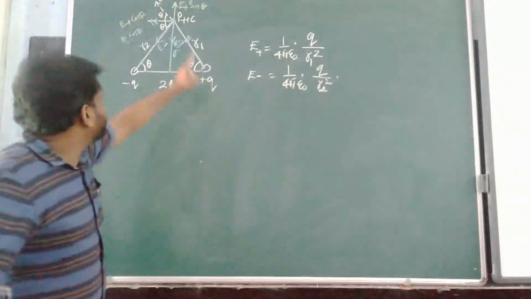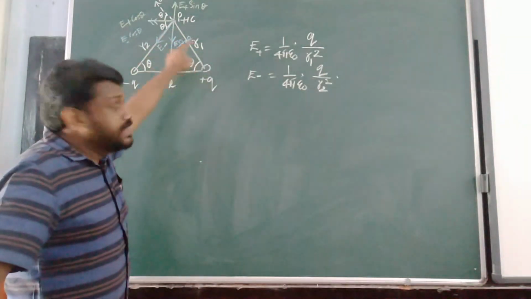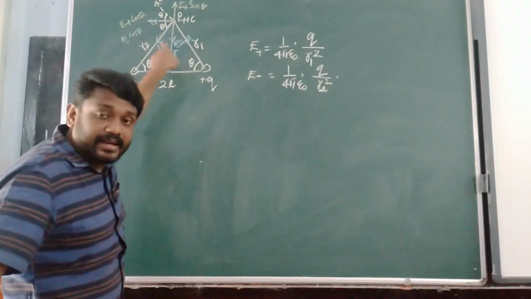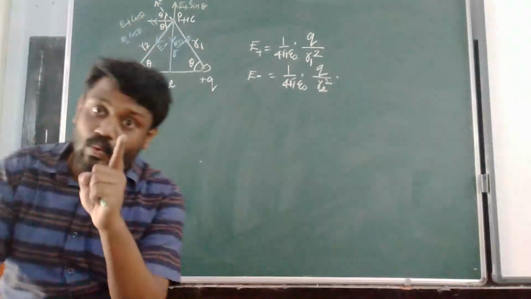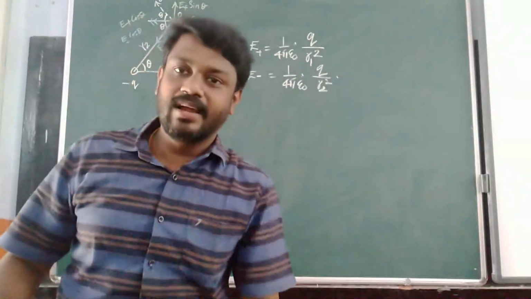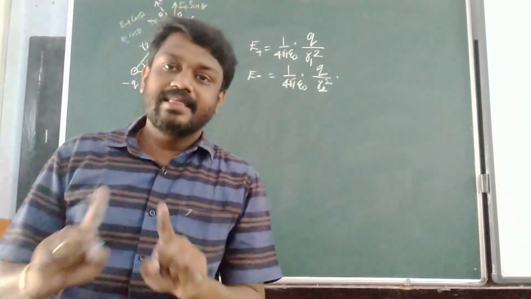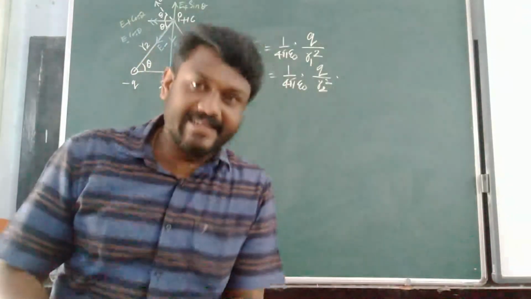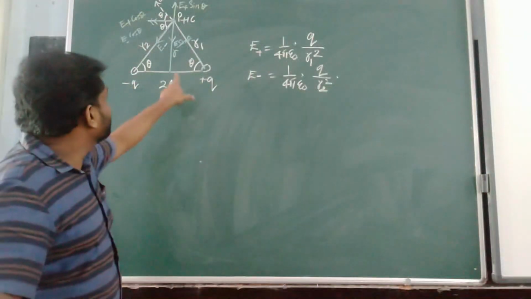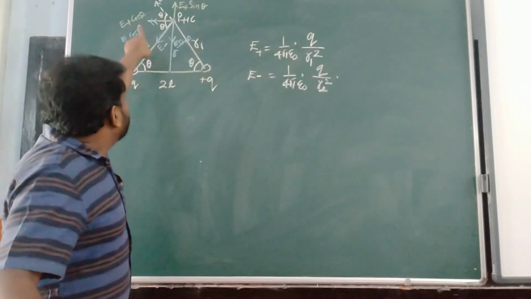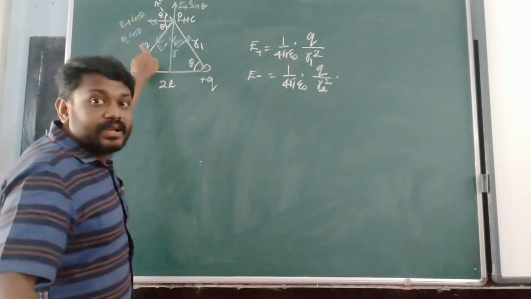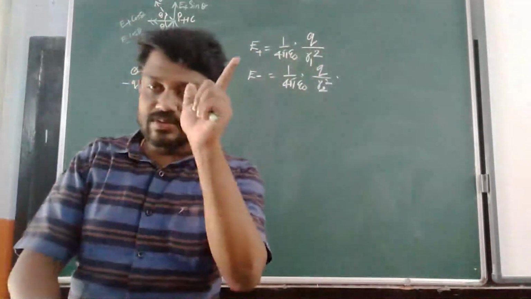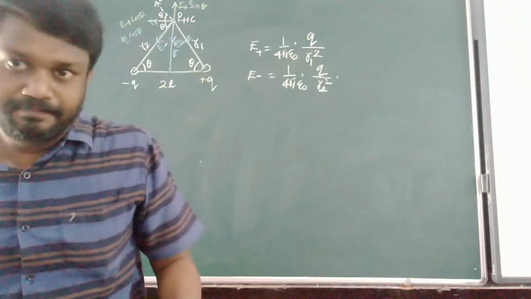Now look at E plus sin theta and E minus sin theta. E plus sin theta is acting vertically upwards, and E minus sin theta is acting vertically downwards with equal magnitude. So what will happen? The sin theta components of E plus and E minus get cancelled, and the E plus cos theta and E minus cos theta components add up.